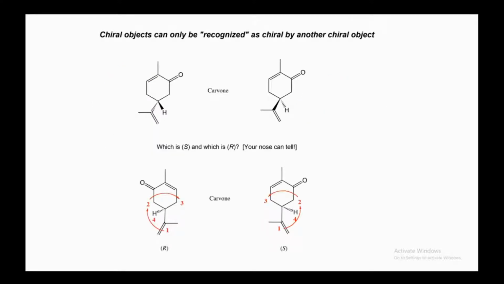Okay, let's move on to this example. Chiral objects can only be recognized as chiral by another chiral object. So this is a carbon. Okay.